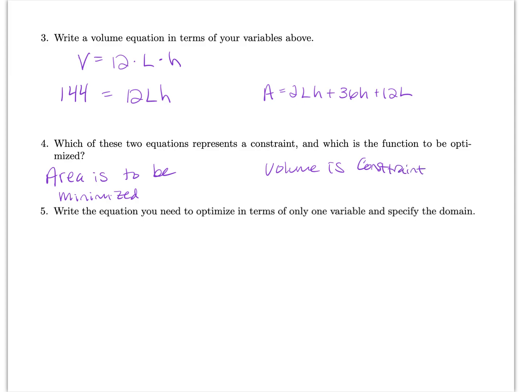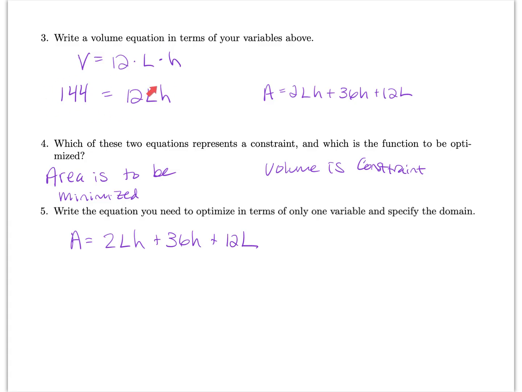Okay, number five, we want to write the equation we need to optimize in terms of one variable only and specify the domain. So my equation that I want to optimize is 2LH plus 36H plus 12L. And right now it has two variables in it. I want one variable only.